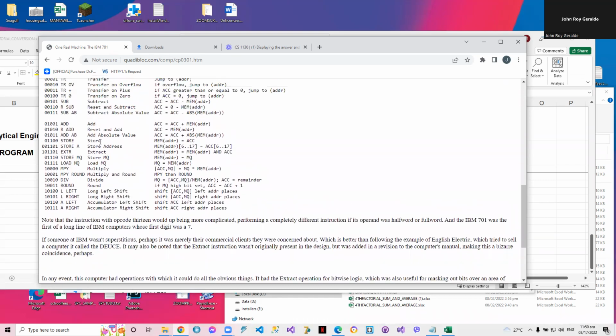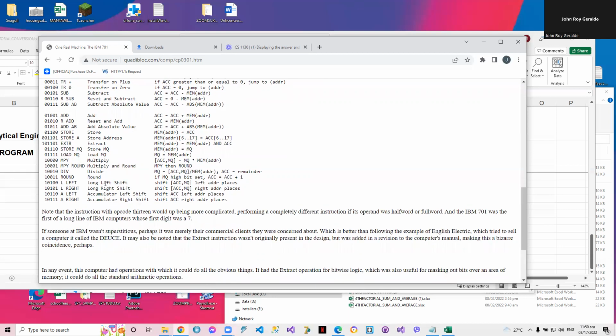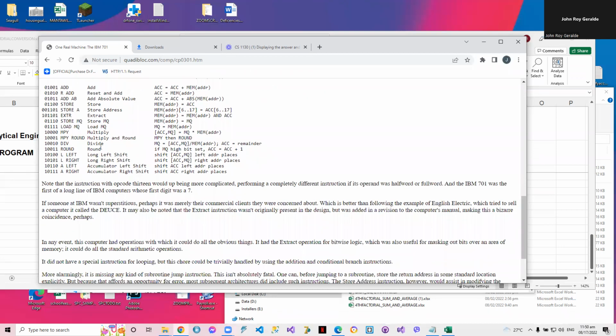Store is the same store. Store address means store the accumulator to a given address. Now, extract is like load. It will extract from an address to another address. Store MQ will transfer the MQ register, because there's an MQ register now. But the ordinary store will store the accumulator to the given address. Div will divide. Round will round.